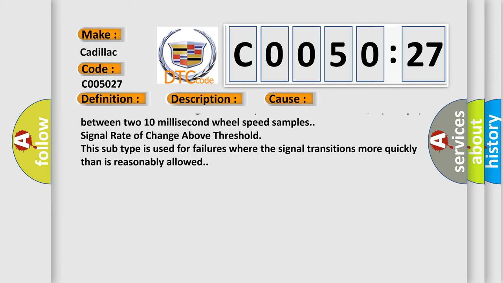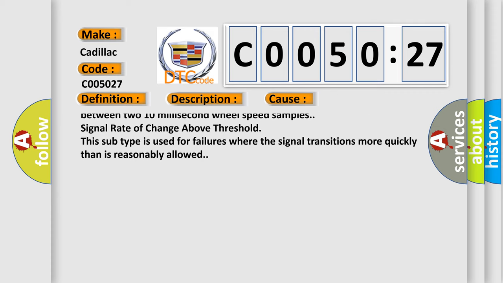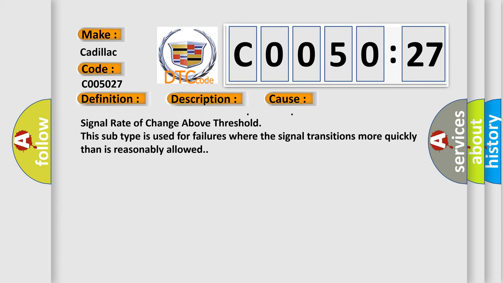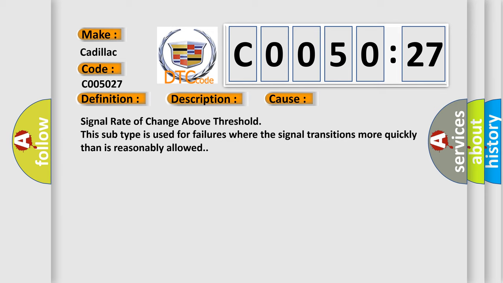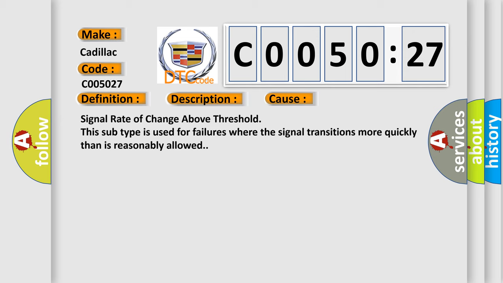An erratic signal output of the wheel speed sensor is detected. The EBCM detects a change in wheel speed that exceeds 20 km/h, 12 miles per hour, between two 10 millisecond wheel speed samples. Signal rate of change above threshold. This subtype is used for failures where the signal transitions more quickly than is reasonably allowed.